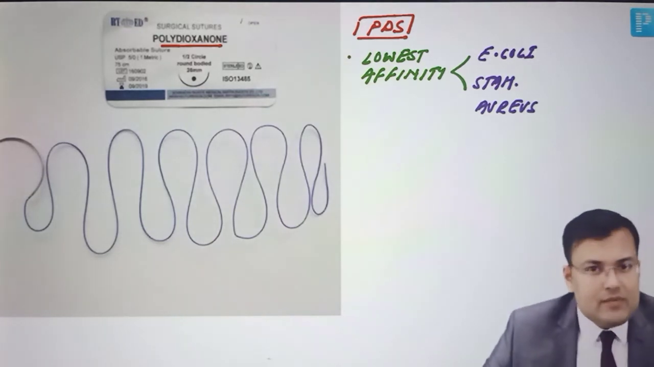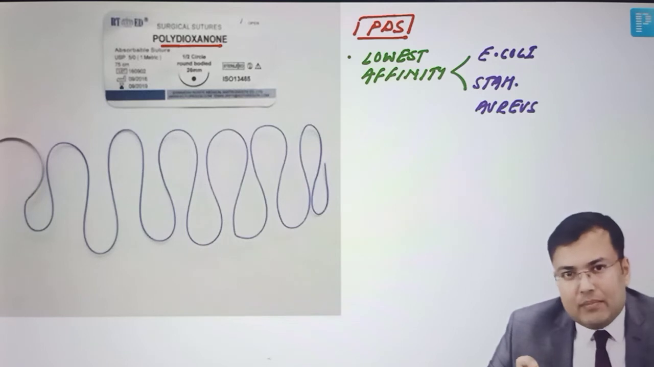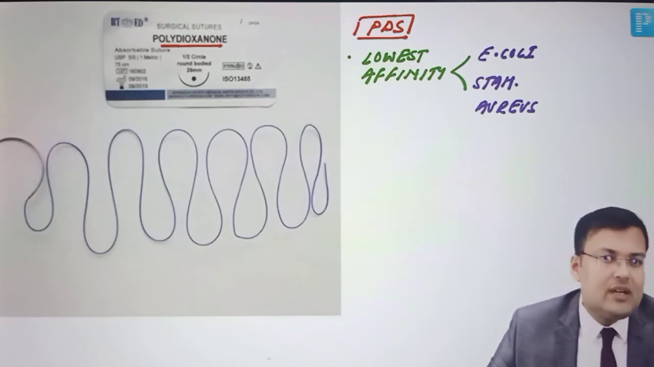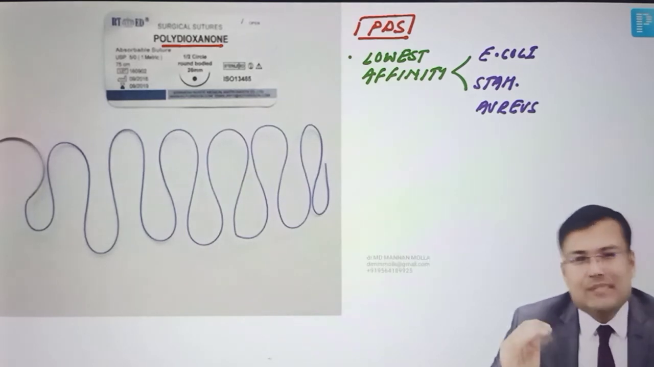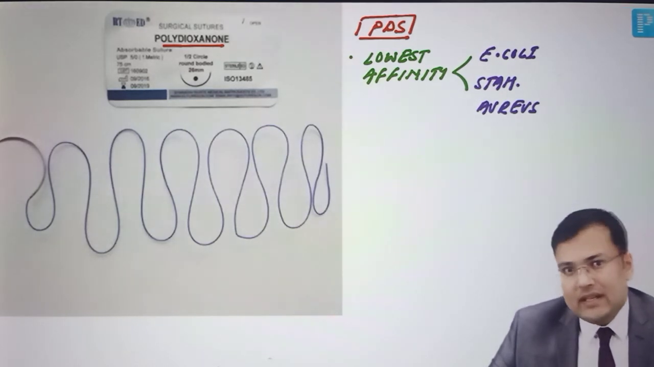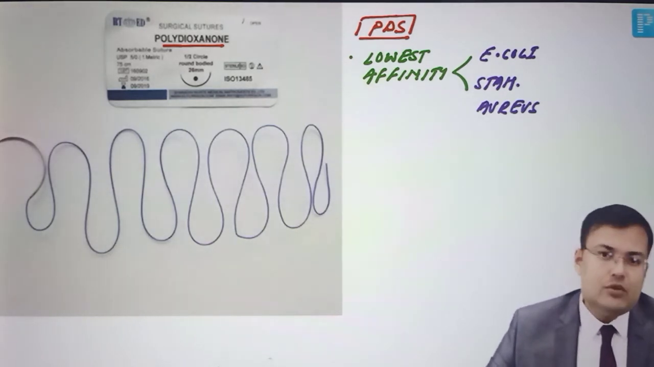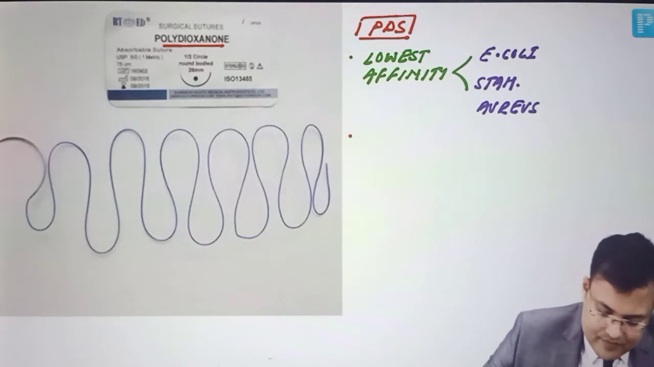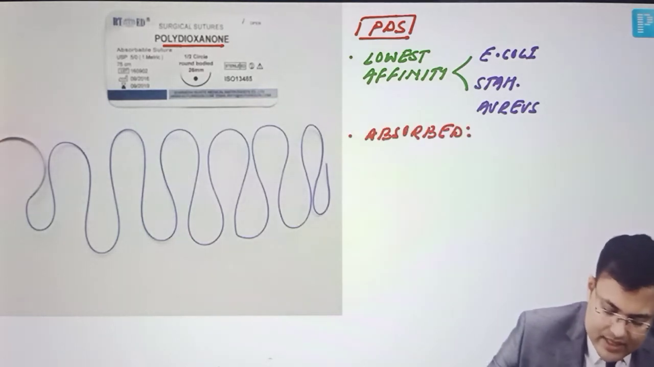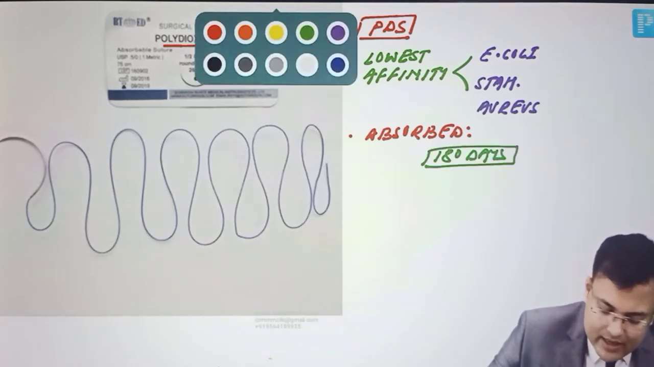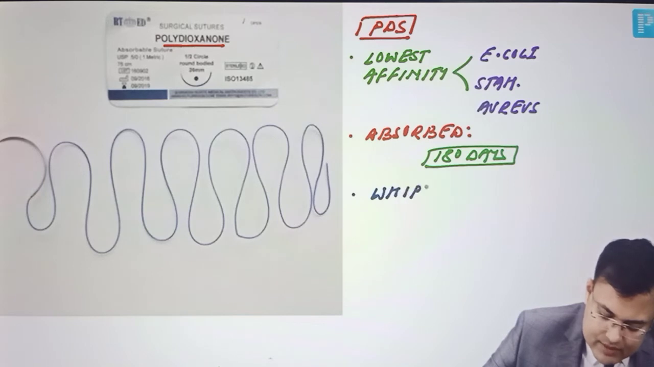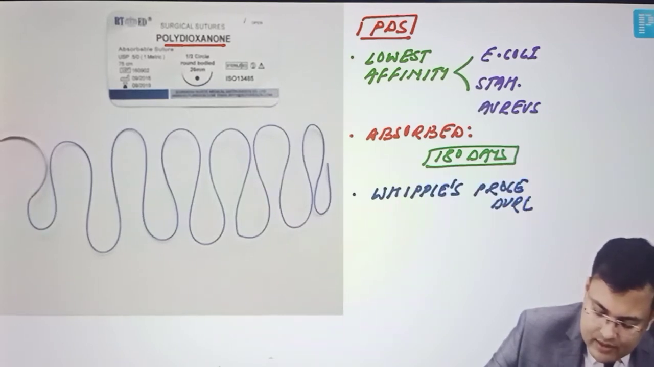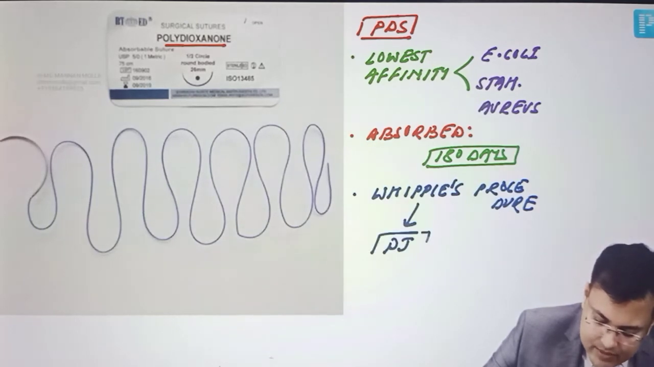If you remember Whipple's procedure, we discussed that the pancreaticojejunostomy has the maximum risk of anastomotic leak. So at the pancreaticojejunostomy, which suture do we use? PDS. Right? You have to remember it is absorbed in 180 days. Clear? That's why it is used in Whipple's procedure, especially at the pancreaticojejunostomy.